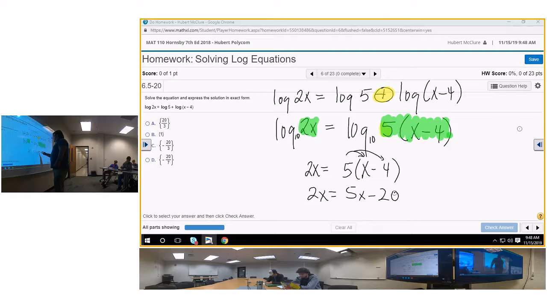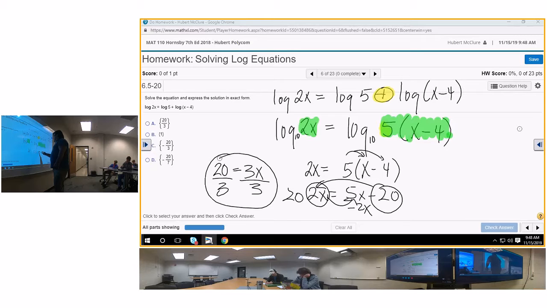Bring the 2x over. 20 over. And that's going to give me 3x is equal to 20. And x is equal to 20 over 3.